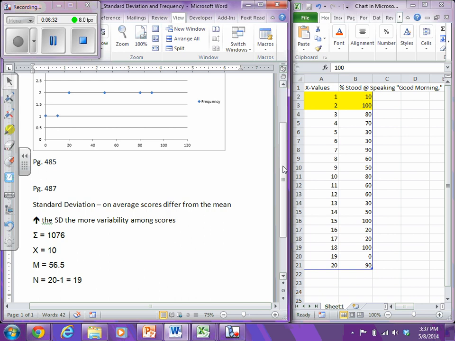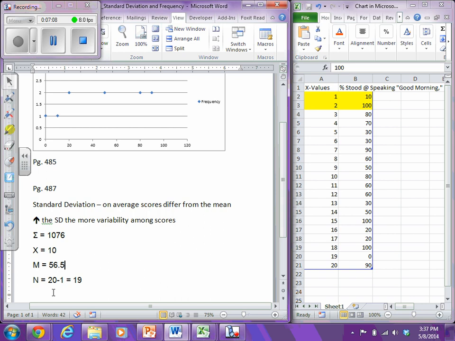So if you want to go to page 488, and basically what we can do with that, and I just kind of gave you my data to help you figure out how you would put information into the formula. You have the sum, which is a collection of all of your data added together. Your x is whichever data you are focusing in on. So mine, I just took the first one being 10 and I put it into my x chart. The m is your mean or your average, and then the n is your total sample.